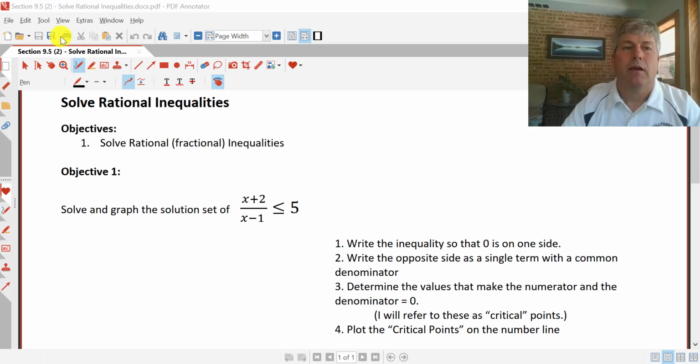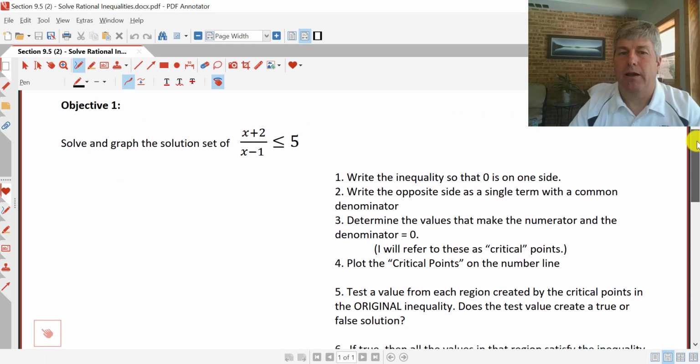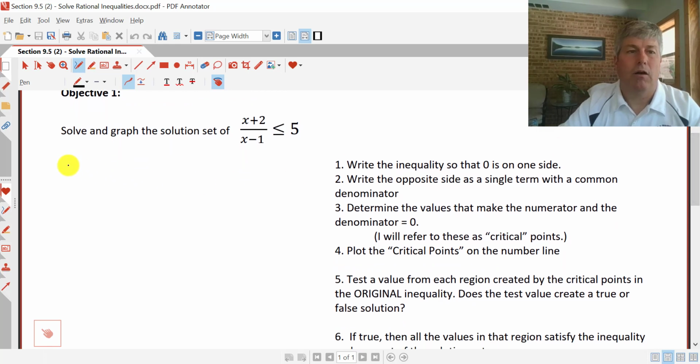Welcome back. In this video, we're going to solve rational or fractional inequalities. And again, I'll do the sample here on the left and have instructions on the right-hand side, and we'll try and follow along with those and work in conjunction with that. So we want to solve and graph the solution set of (x + 2)/(x - 1) is less than or equal to 5.